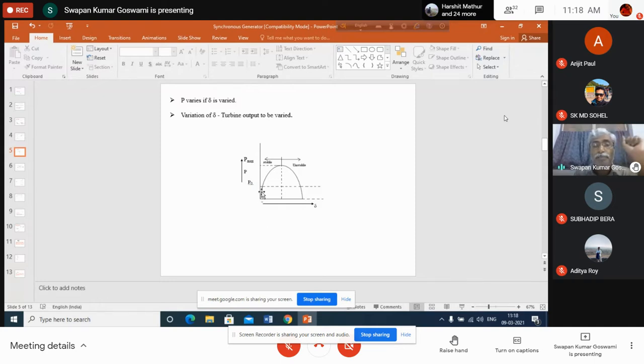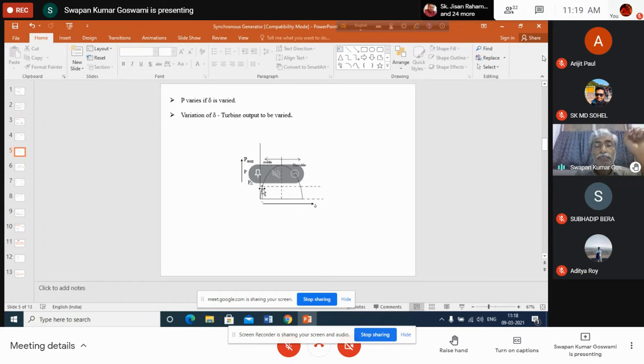Now, let us assume that suddenly we have increased the power input to the generator by increasing the opening of the steam valve. Why am I talking about a steam valve? Because our generator is cylindrical rotor type, and cylindrical rotor generators are installed in thermal power stations. Say our steam valve opening is increased a little bit. That's why there is more steam input to the turbine. As a result, more mechanical power input is there to the generator.